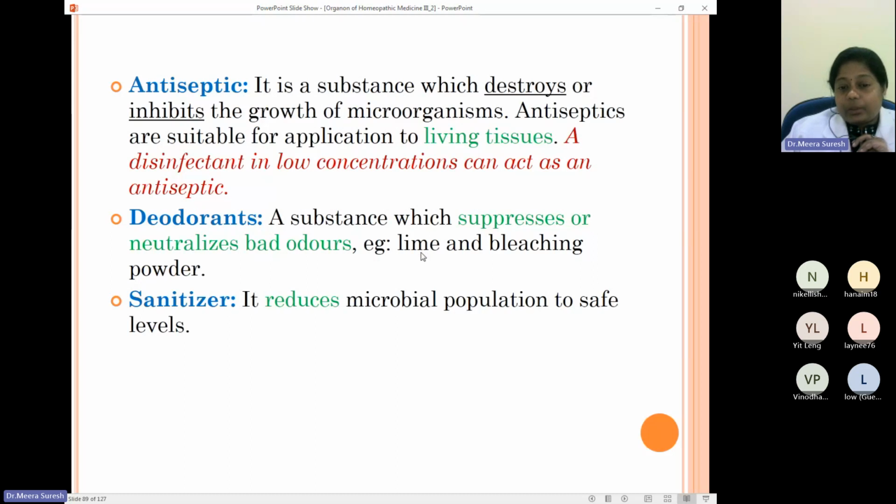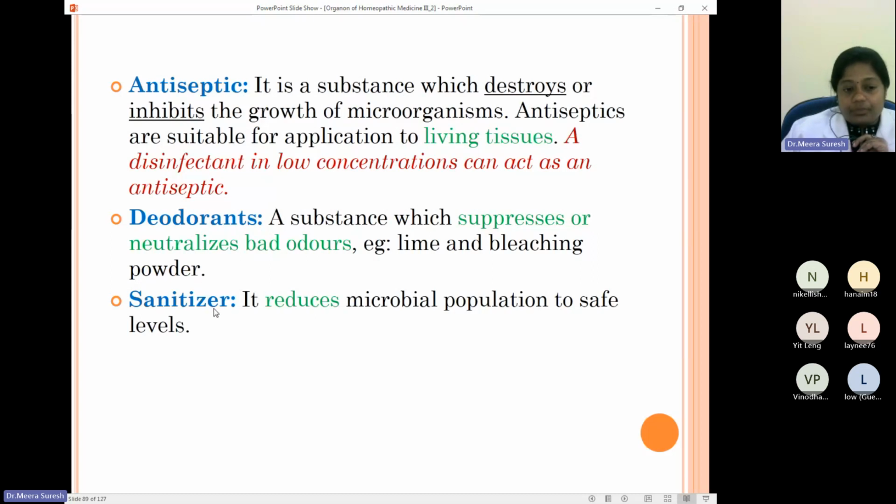So the examples will be lime and bleaching powder. For example, a patient has vomited and the room smells very bad, then of course we are going to use some liquid, the lime, the bleaching powder, something to neutralize that. So deodorants in the hospital care facilities, that's what we are explaining here.